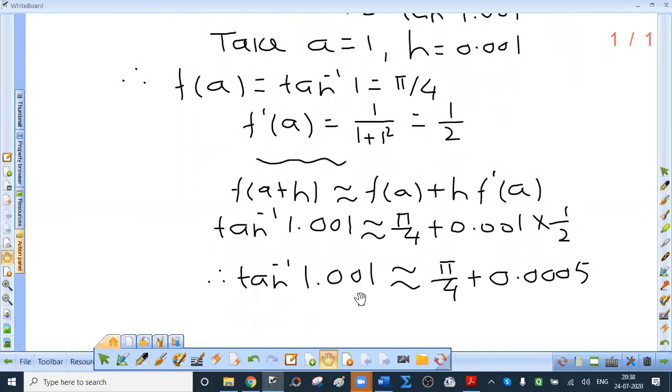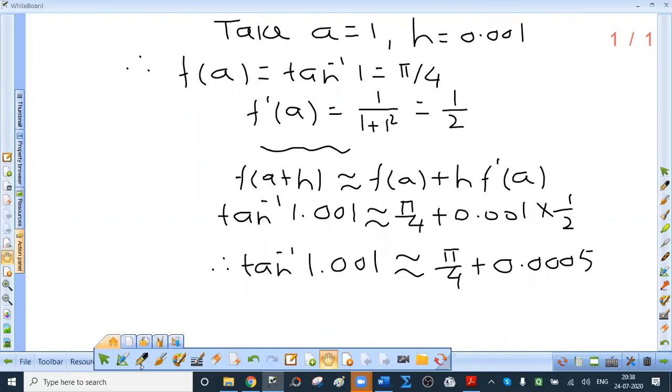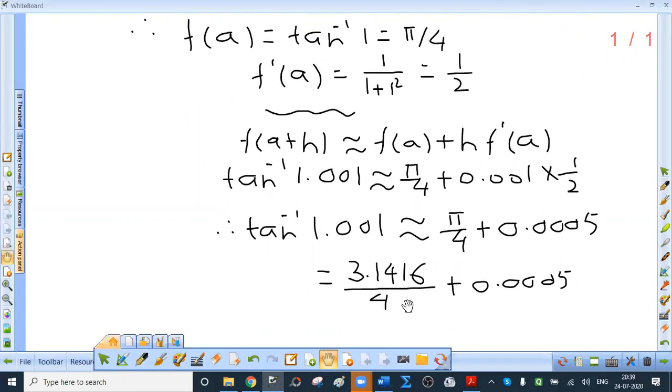Now if MCQ is asked and you won't find option in this form, the reason can be pi is taken as 3.1416 upon 4 plus 0.0005. So on simplification, you get this as 0.7859.